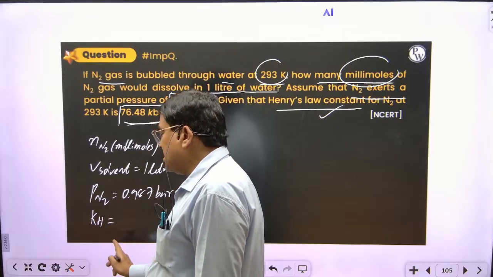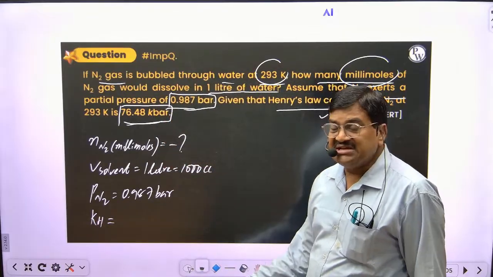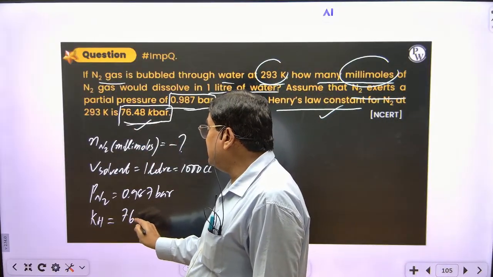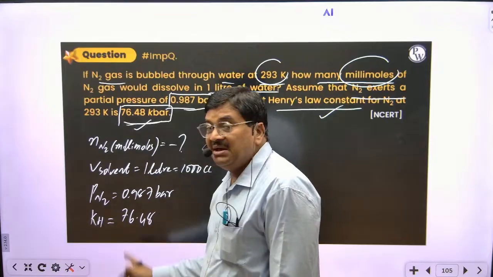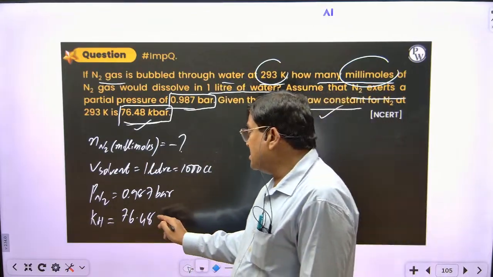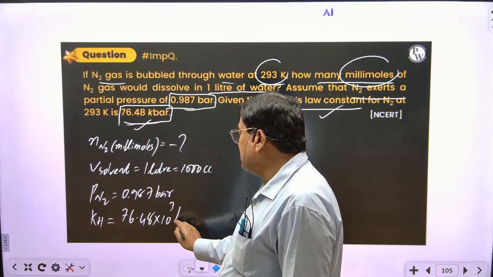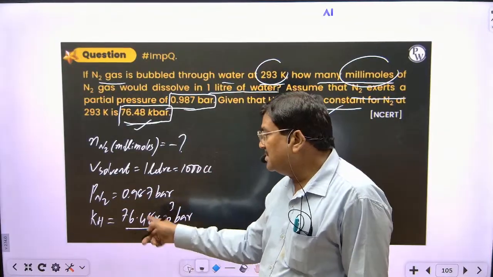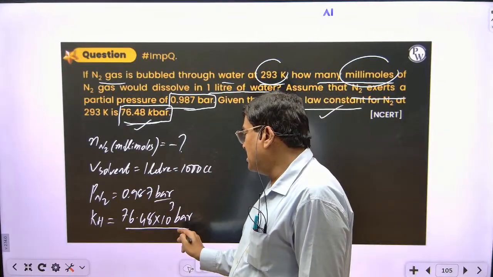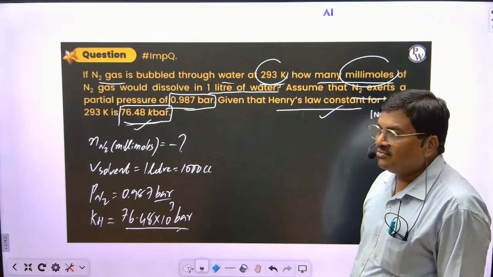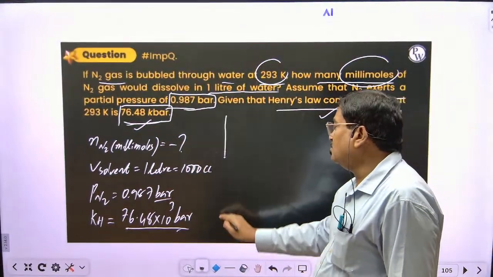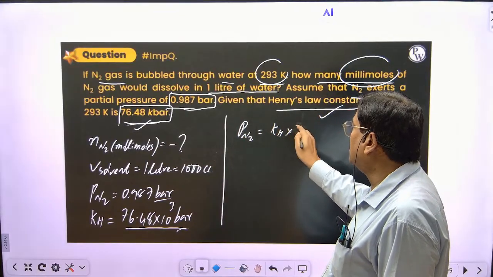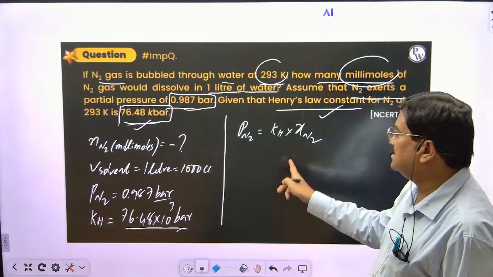As I told you, every gas will have its own characteristic kH, just like Ksp, and this value, be careful, is 76.48 K bar given. K means what? Kilobar. So I am converting into 10 power 3, that is bar I am bringing, because both should be in the same unit. This is in bar, this is also in bar. Now what is the relation we take? We write the relation: partial pressure of nitrogen is equal to Henry constant into mole fraction of nitrogen.